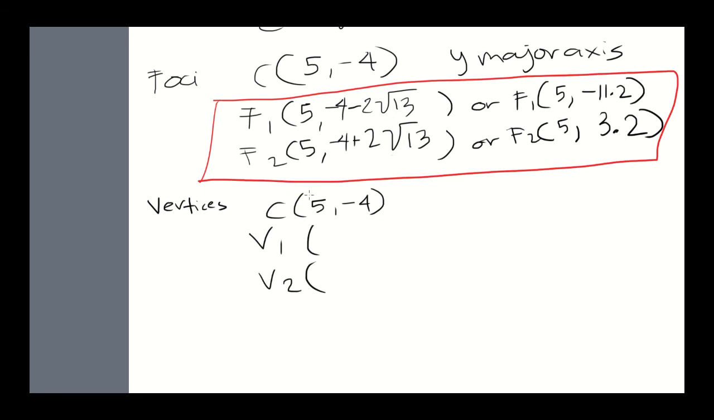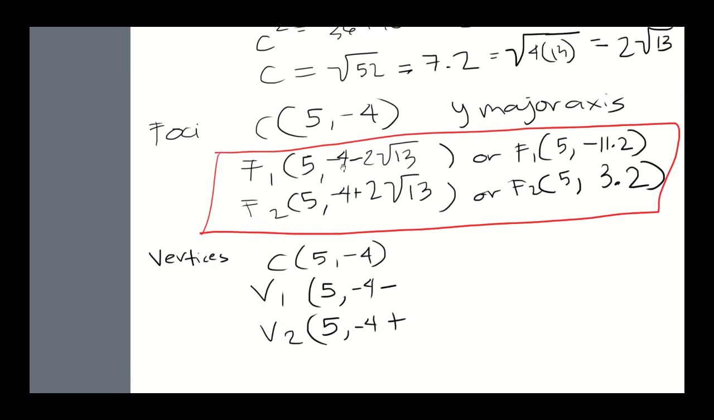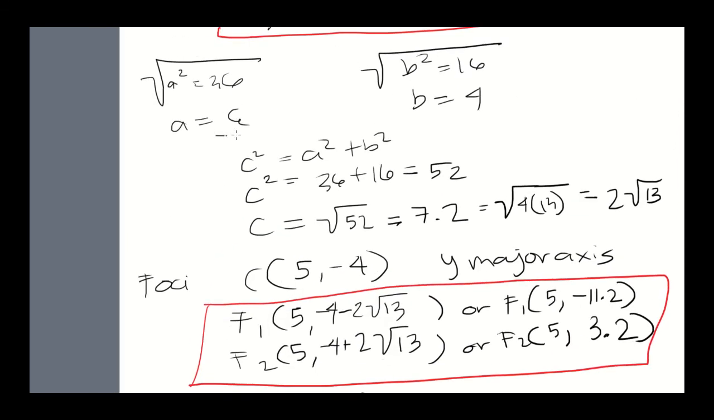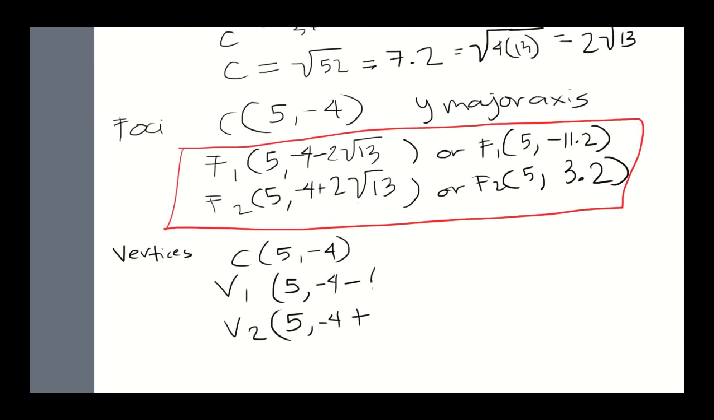Again, like the foci, the x value is still not moving, so the movement is on the y-axis. So we put here negative 4, so negative 4, with minus and plus. For the vertices, we are talking about a. So what is a? a is equal to 6. So 6 and 6. Vertex 1 is (5, negative 10), and vertex 2 is (5, positive 2).